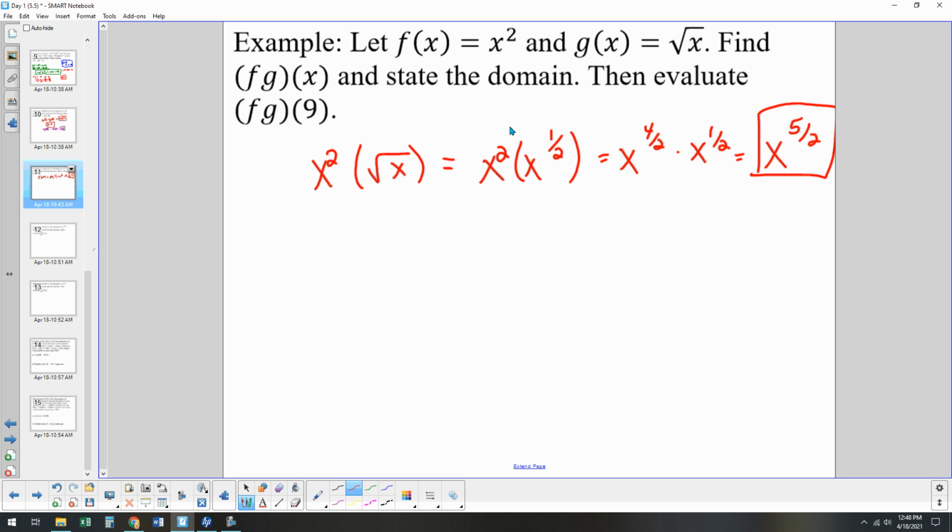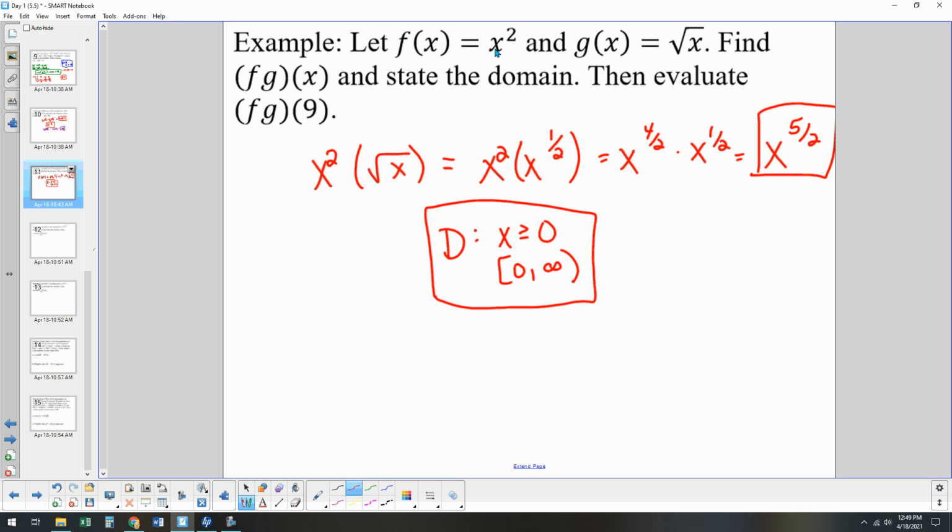As for my domain, the domain of x squared is all real numbers, but the domain of the square root of x is just 0 or greater, right? No negatives. So that means overall, I have to limit it to the domain of the second one. x has to be greater than or equal to 0, or 0 to infinity.